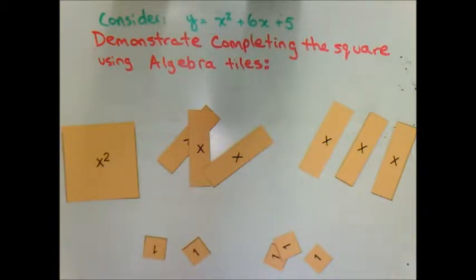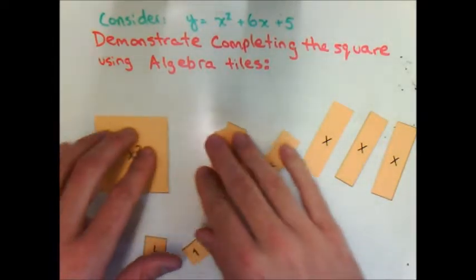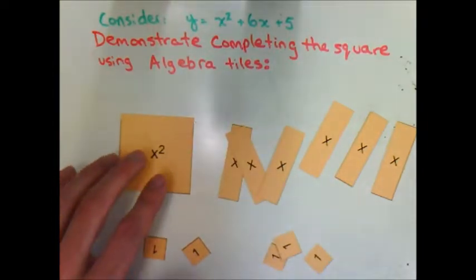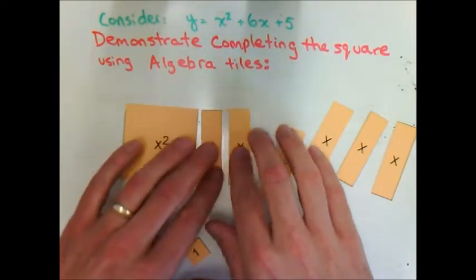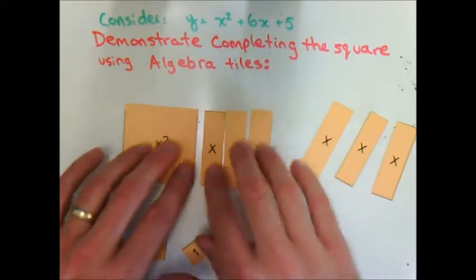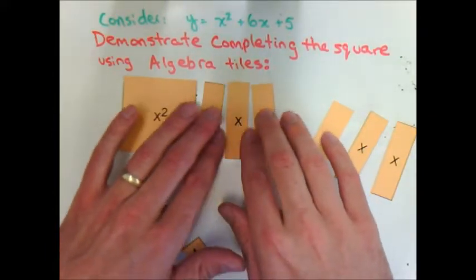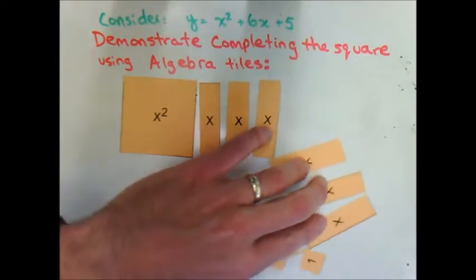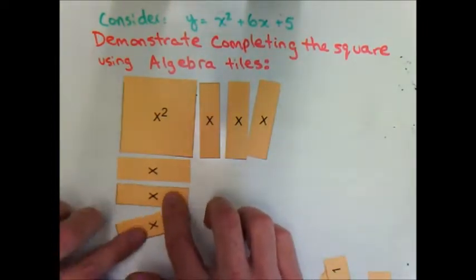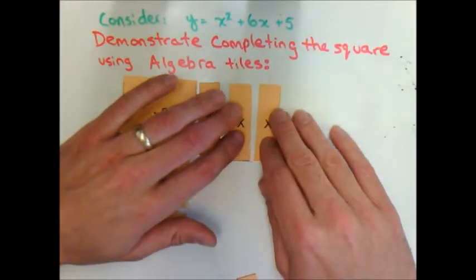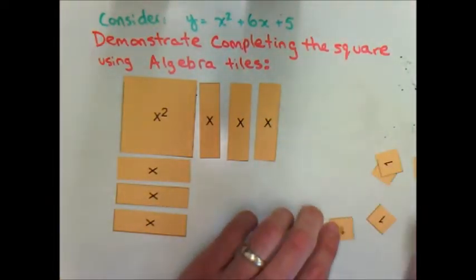So we're going to change this into vertex form, not factored form. I'm going to show you the strategy. Remember, the idea is to complete the square. So I'm going to line up my algebra tiles. We've got x squared plus 6x. And for now, I'm just going to leave my 5 off to the side.